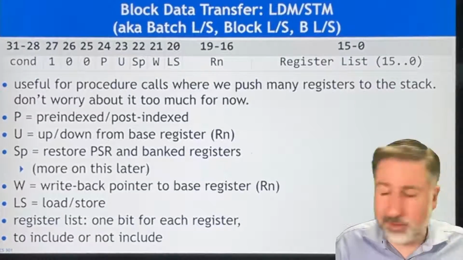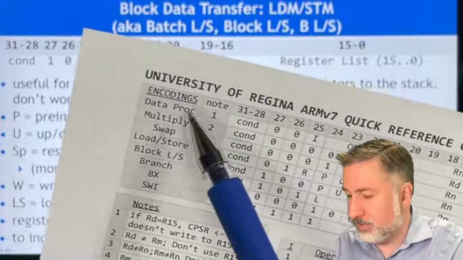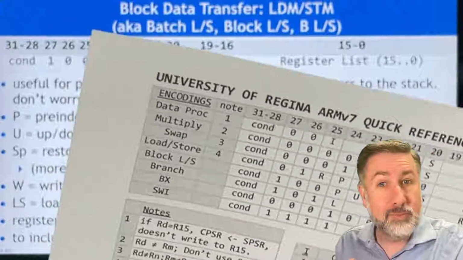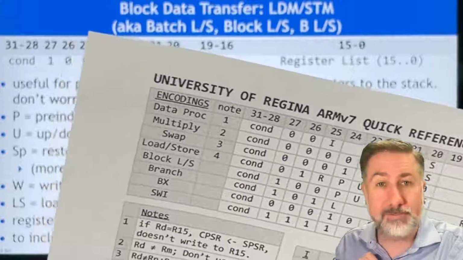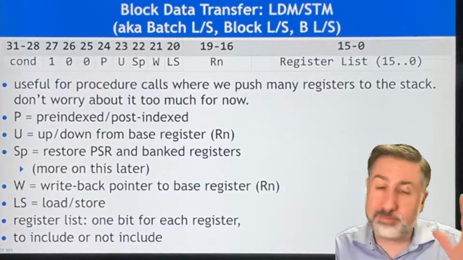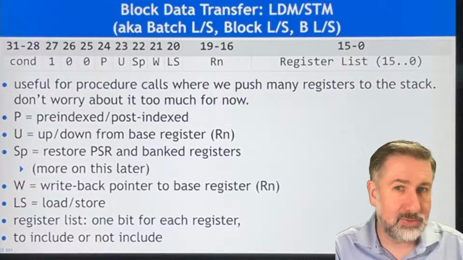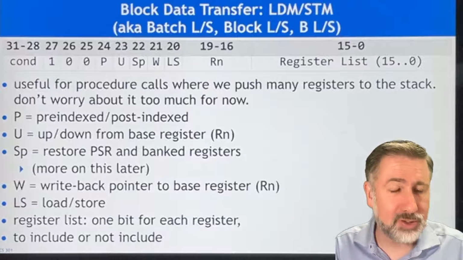And that's the load store instructions. So now we've got the data instructions, data processing, multiply, and swap. We've got the load and store instructions, which include load store and block load store. And now we've only got one other kind of instruction, which is our program flow instructions, our choices, our branches, our jumps, our software interrupts. So we'll do those next.